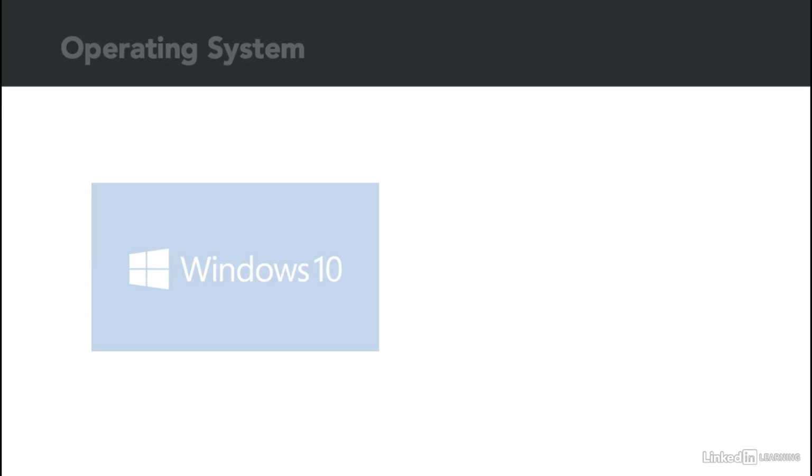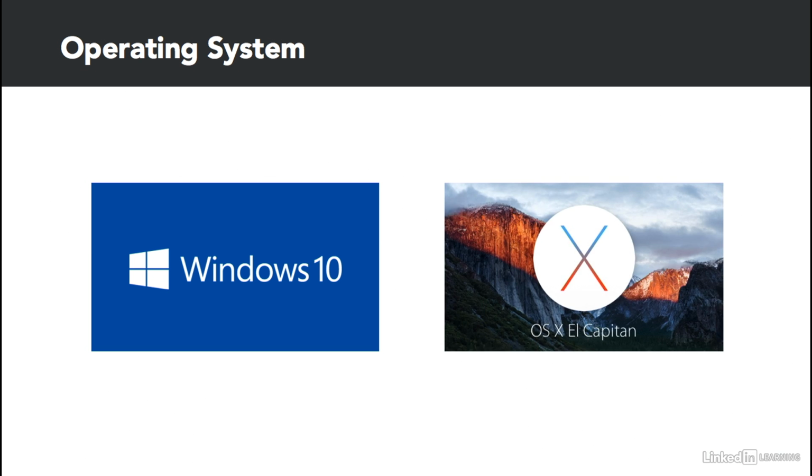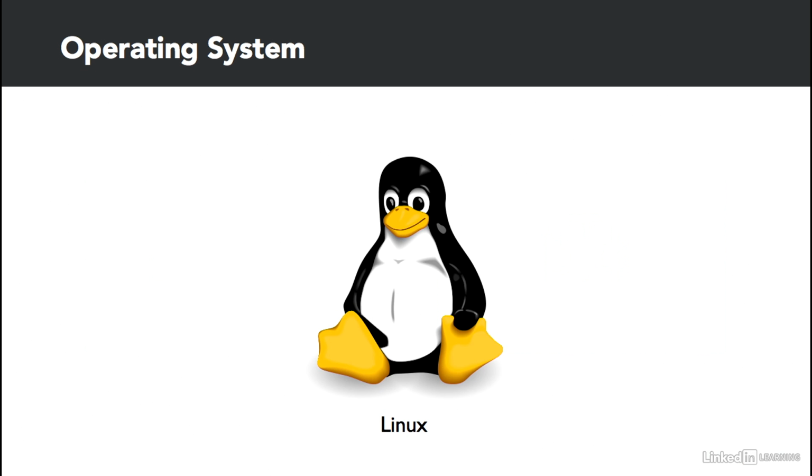On PCs, the most popular operating system is Windows. And as I record this movie, the current version of the Windows operating system is Windows 10. On a Mac, the operating system is called Mac OS X, with the current version being OS 10.11 El Capitan. These are probably the two most well-known operating systems. You've probably also heard of Linux, another popular computer operating system.